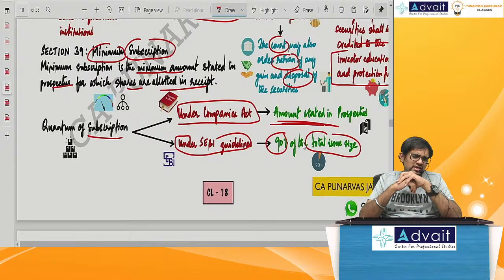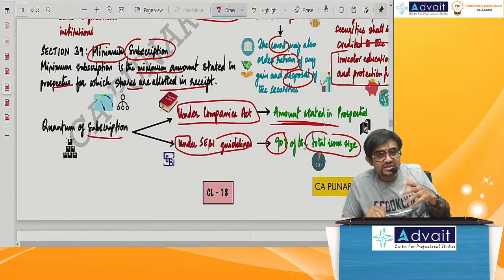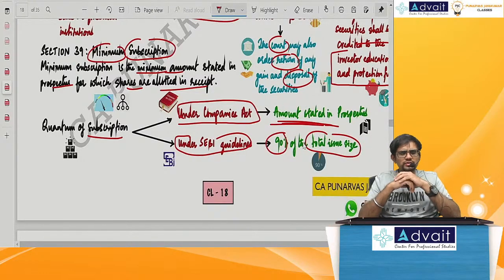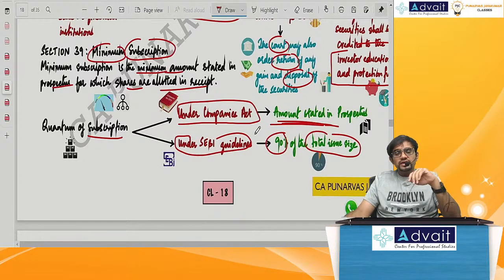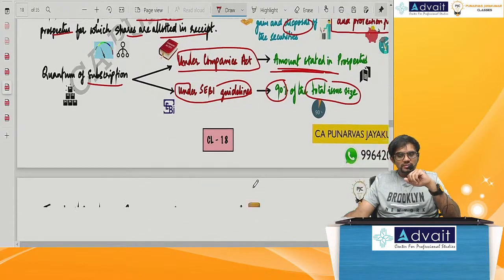So I can take it as 90% or the Companies Act amount, whichever is higher, right? Because the prospectus can say 95% should be the minimum subscription amount. If the 90% subscription amount is not met, then what will happen? The shares will be unsubscribed, and then the entire issue will be cancelled, unfortunately, unless the underwriters agree to take up the minimum subscription amount. That is why it's very important for the underwriters to be there in the company.